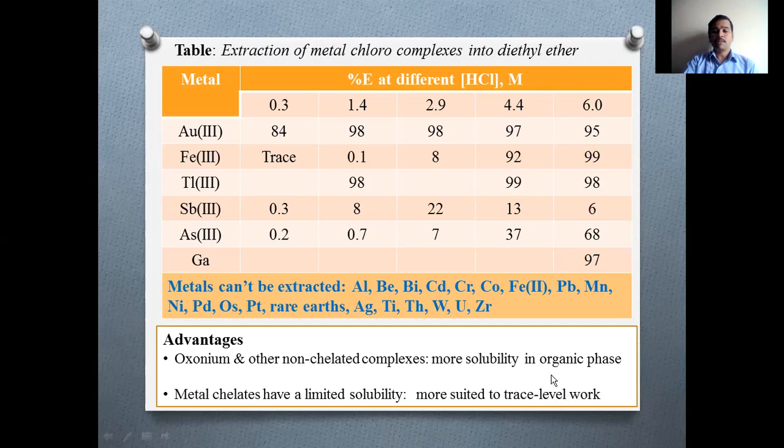So for non-trace level work, you can prefer the formation of ion association complexes by the principle of non-chelated complexes and the counter reagent, and the oxonium cations and the analytical counter reagents. So this is how the ion association complexes can be extracted.